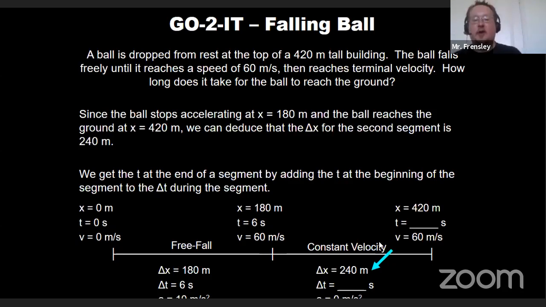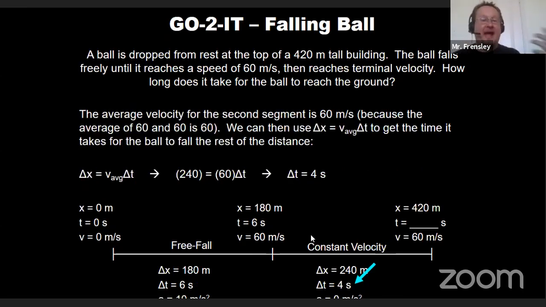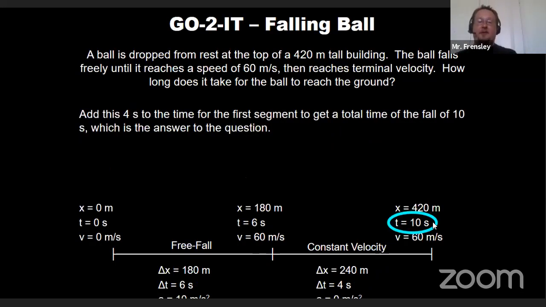Okay, I can't do math. So 240 meters. But now I'm like, hey, if I know that I'm going 60 meters per second constant velocity, and I need to go 240 meters, well, if I just do a little distance equals velocity times time, that gets me 4 more seconds of fall. So now I can finally answer the question. 6 seconds of free falling with gravity equals 10 meters per second squared, and 4 seconds of constant velocity fall. So the final answer to the question is it took 10 seconds for this ball to fall down. All right, all good.